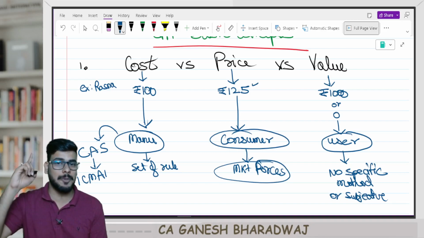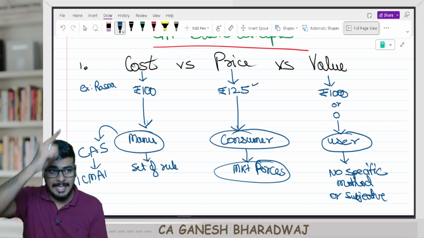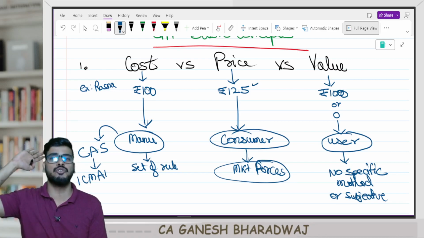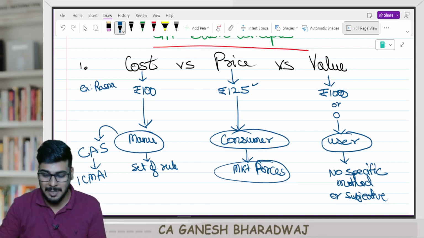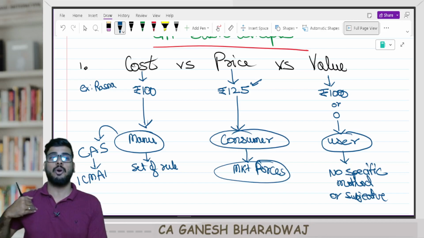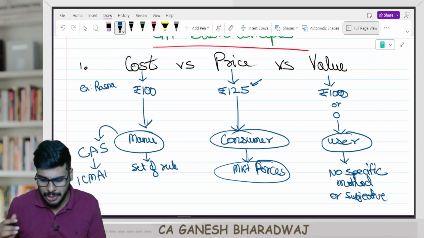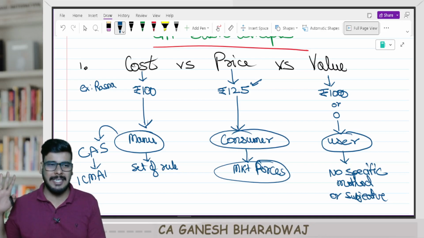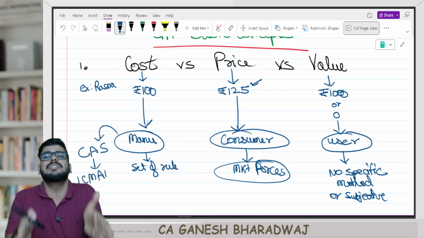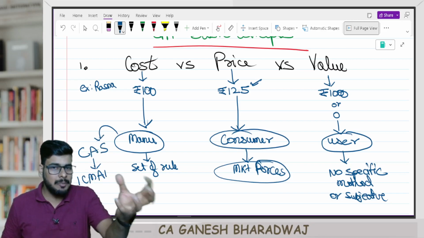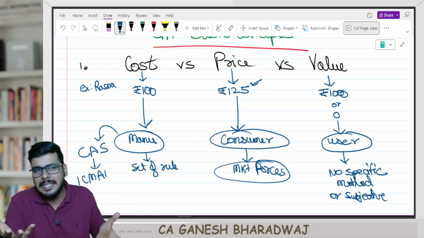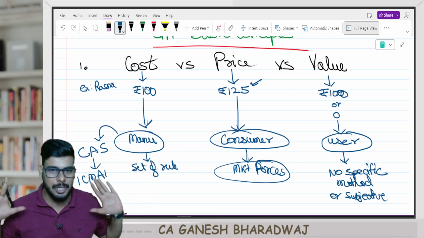Cost is looked at from whose perspective? Manufacturer. And there is a certain set of guidelines in which you should compute the cost. Correct? Whereas price is looked at from the perspective of the consumer. And it gets determined by market forces and all. And value is highly subjective. There is no prescribed principle to arrive at the value. What might seem more valuable for you might seem lesser valuable for another person. Are you clear with this?